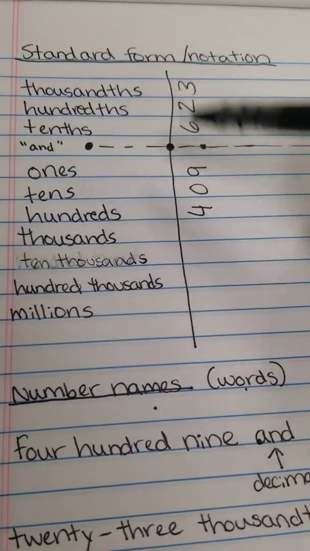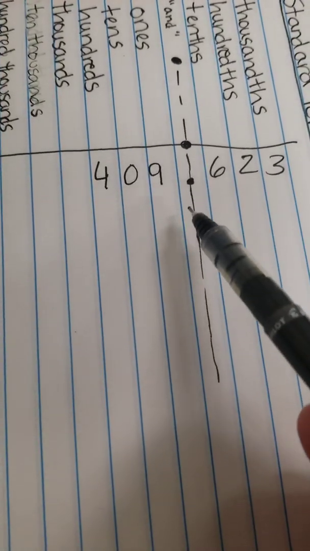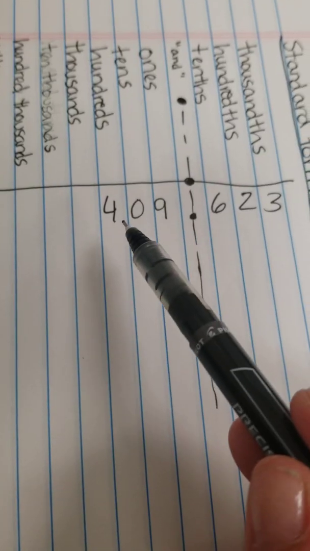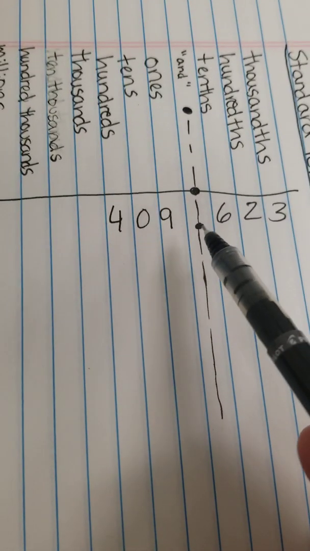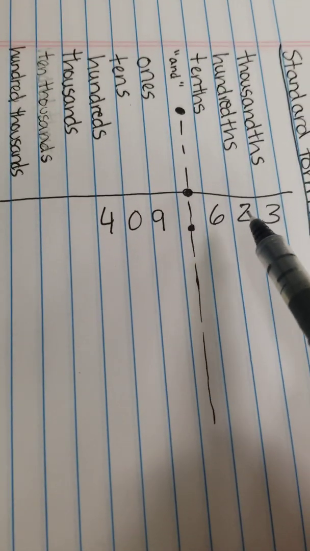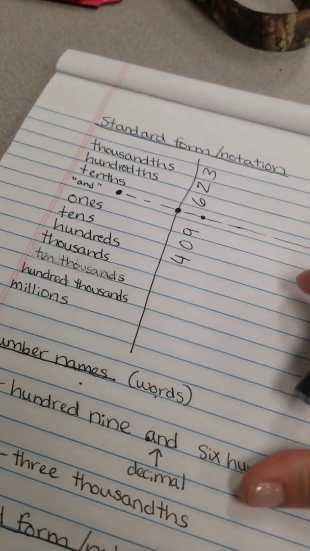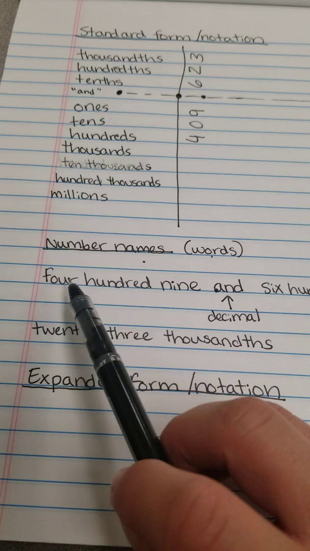So first, let's look at this number we have. 409, decimal says and, 623 thousandths. I know it ends with the word thousandths because the number ends in the word thousandths. Decimal point says and, so 409 and 623 thousandths. Okay, so basically for word form, I'm just going to write that out.